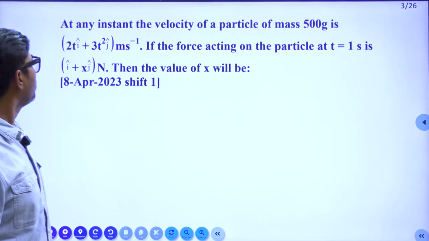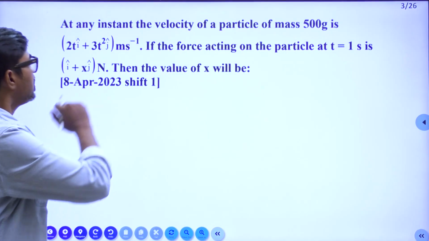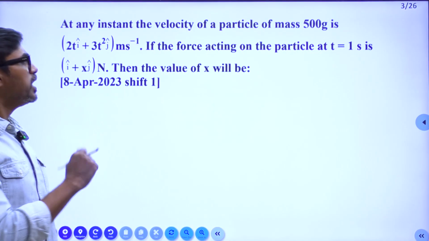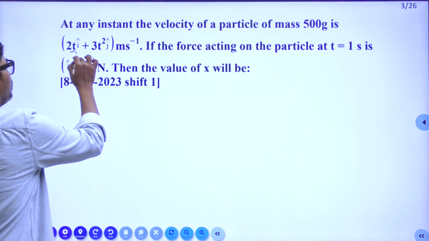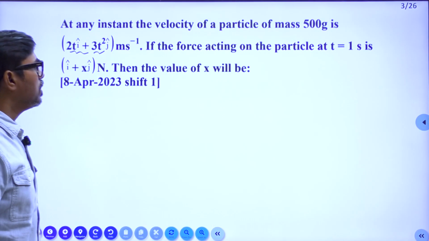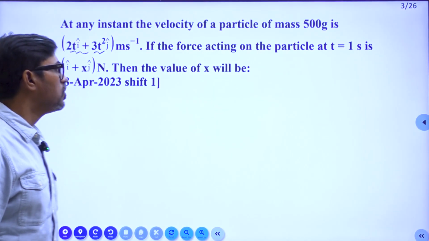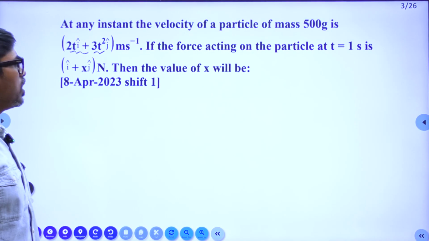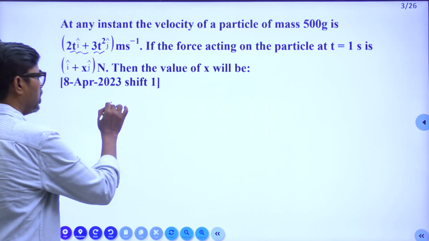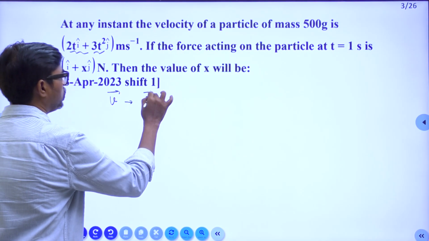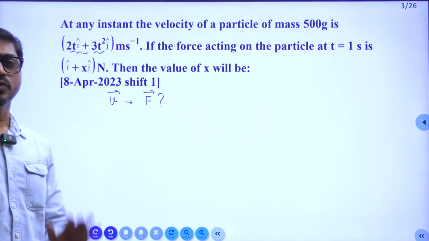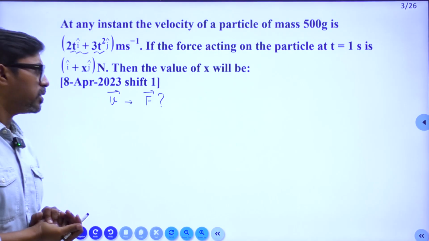Then let's go to the second problem here. At any instant, the velocity of the particle of mass 500 grams is given. So they had given velocity, and you see velocity is varying with time. If the force acting on the particle at t equal to 1 second is this, then the value of x is. So they gave velocity, and we have to find force. Given velocity, how to find force? What do you think is the roadmap there?